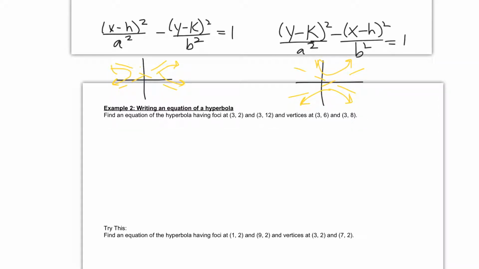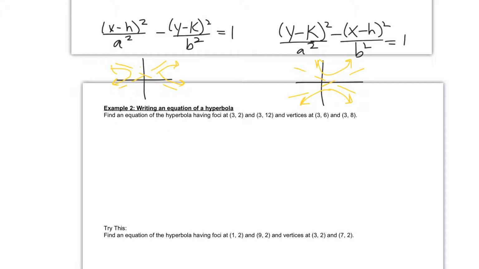In example 2, we're going to write an equation of a hyperbola having foci at (3,2) and (3,12) and vertices at (3,6) and (3,8). I gave us a little sketch of our picture and the equation that it matches up here, just so we have a visual and we can compare back and forth if we need to.